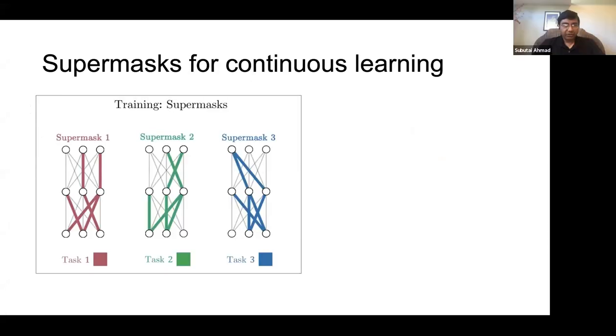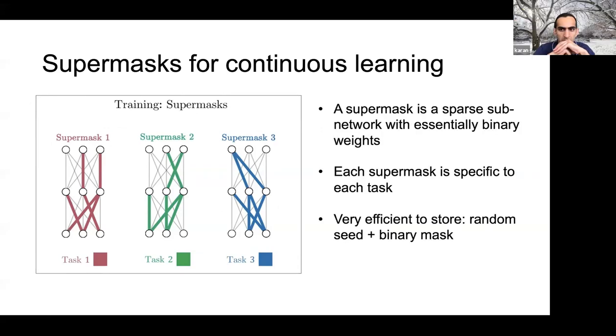Okay, so that means that if you think about you're doing continuous learning task 1, you have a particular subset of the network that you use as your network for task one. That's what they call a supermask. And you have another mask for task two, another mask for task three, and so on. And all of these masks are kind of subsets of the same underlying highly connected network. Okay, so a supermask is a sparse subnetwork with essentially binary weights that are never changed.